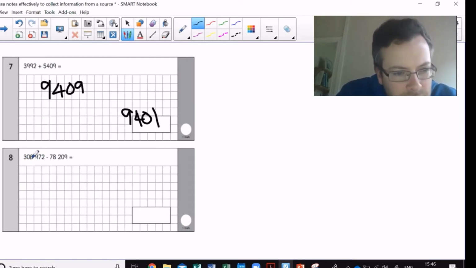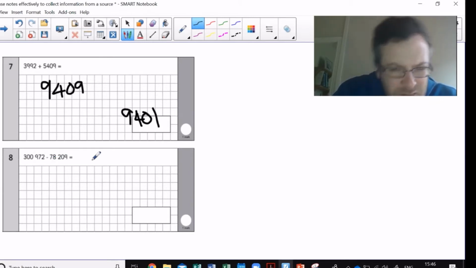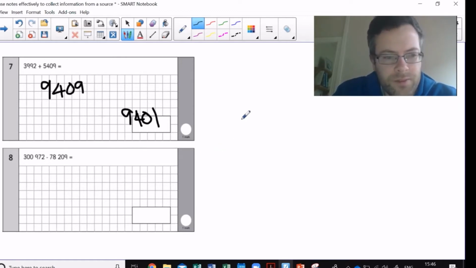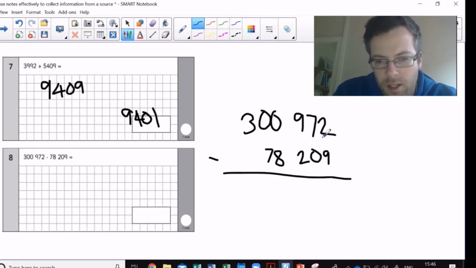This one, 300,972 take away 78,209. I think I'm going to have to just use a subtraction method, which I really don't want to, but I'm going to anyway. We can't take away the 1, so I'm going to exchange. So I'm left with 6 tens. So 12 ones take away 9 ones is, that's not right, 3 ones. 6 take away 0 tens is going to be 6 tens.